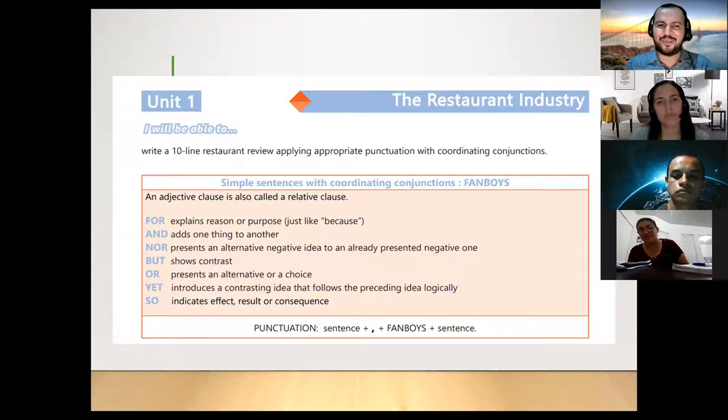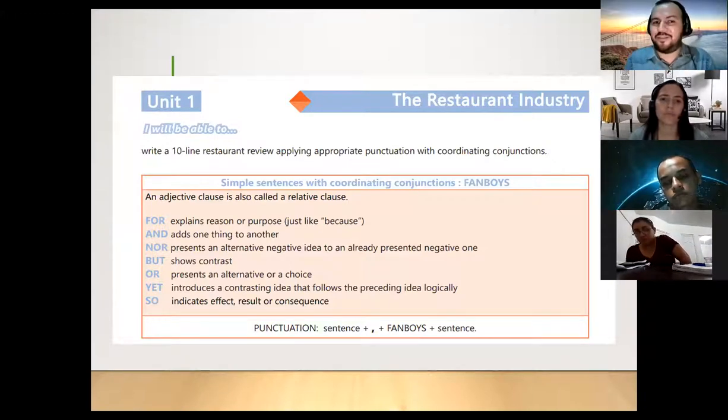So we use four to express reason or purpose, okay? If I ask you the question, hey, why are you taking this English course? Why are you here? For learning more, for improving, for having better preparation in my professional life. Or for traveling, I want to travel, teacher. That's the reason why I'm studying English. Okay, perfect. Or for work. So that's when you use for.